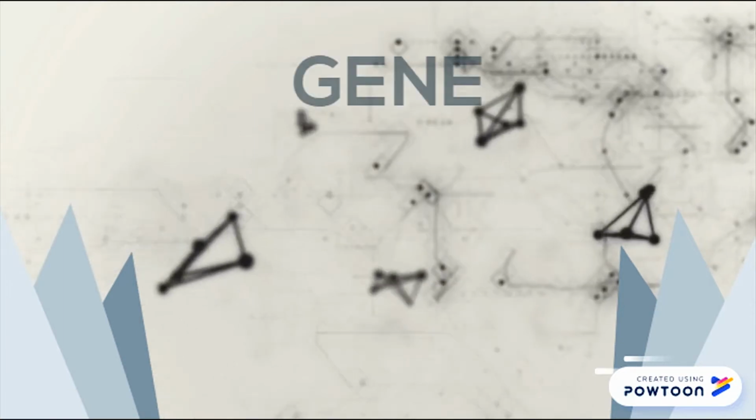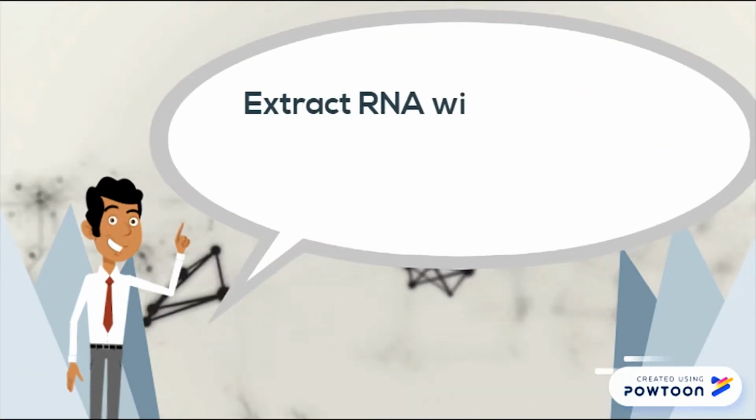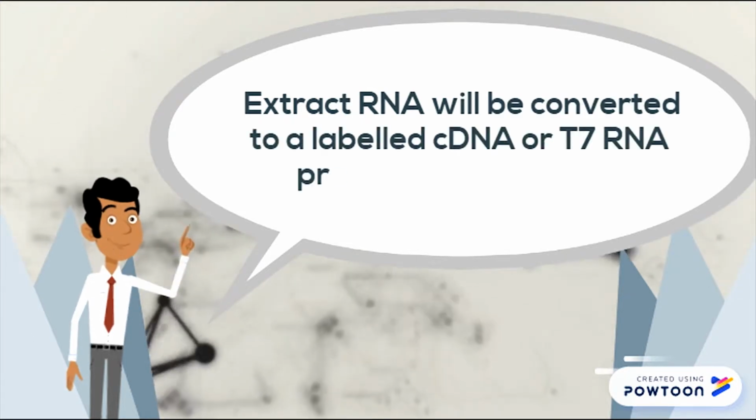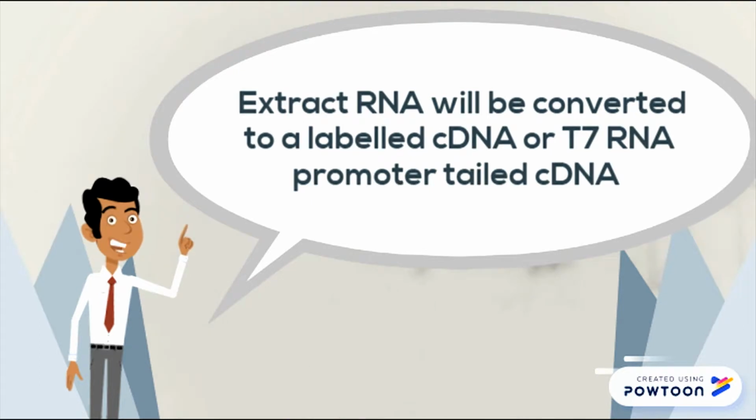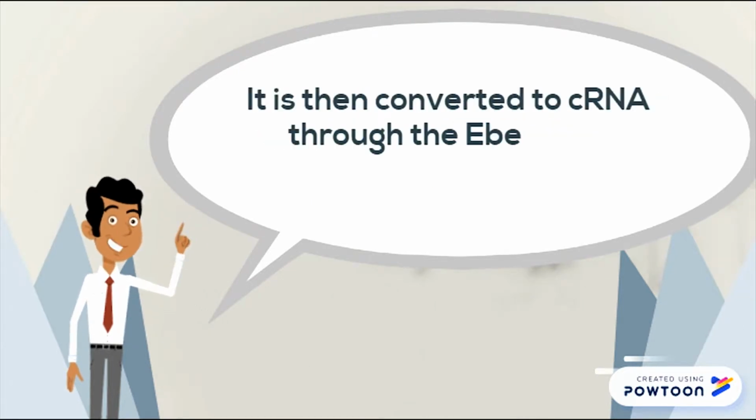Applications of microarray. DNA microarrays can be used to determine gene expression levels. RNA will be extracted from the desired cells and converted to cDNA or T7 RNA promoter-tailed cDNA. It is then converted to cRNA through the Eberwein amplification process.